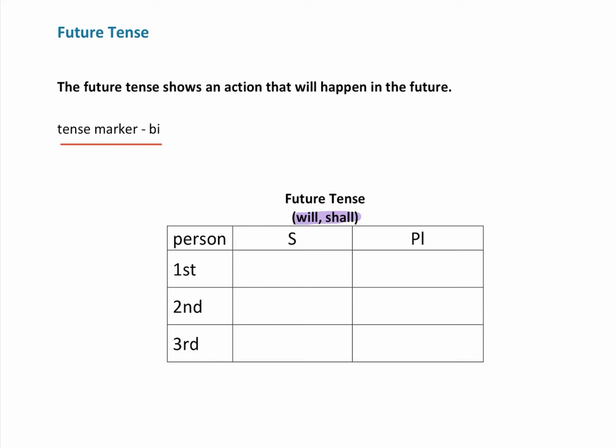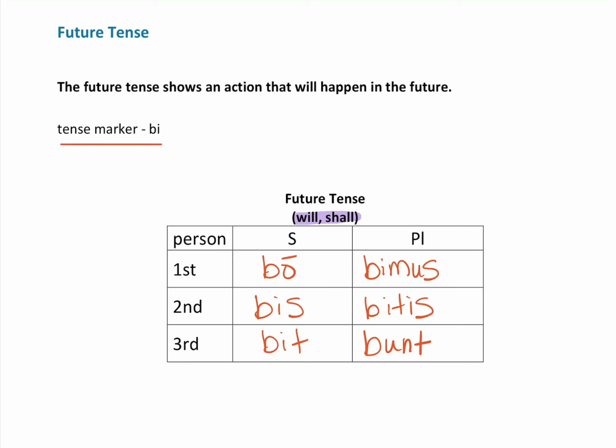Okay, let's fill out your future chart in your own chart book so that you've got them ready to go. So it is bo. Here we're back to the O. Bis, you see the S. Bit. So instead of BA, we have BI. Bimus, got the mus again here, and you can imagine what the next one is. Bitis, so we have the tis. And then instead of bint, we don't use bint for future, though you'll use it later on in your Latin life, but right now it is bunt. So everything has that BI marker on it, except for first person singular and third person plural.